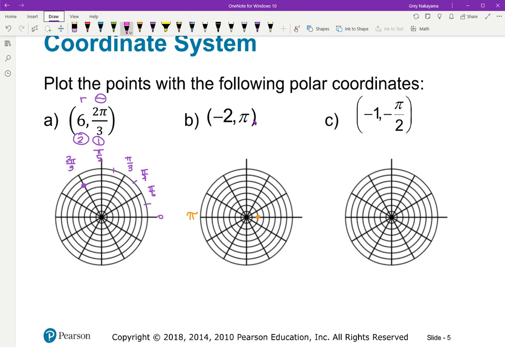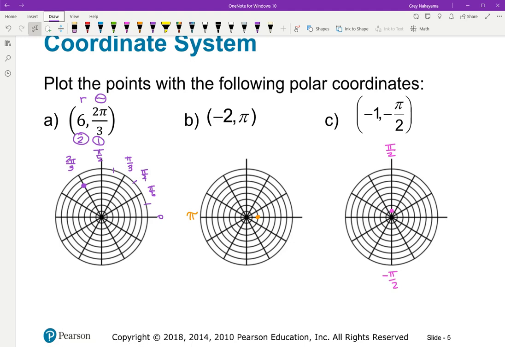Okay, let's look at this last one. Negative 1, negative pi over 2. So positive pi over 2 is here. Negative pi over 2 is down here. So I'm facing negative pi over 2, so I'm facing down, but I have to walk back 1. So that's where it is.